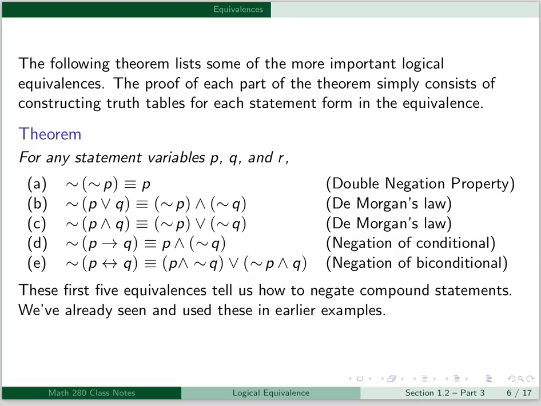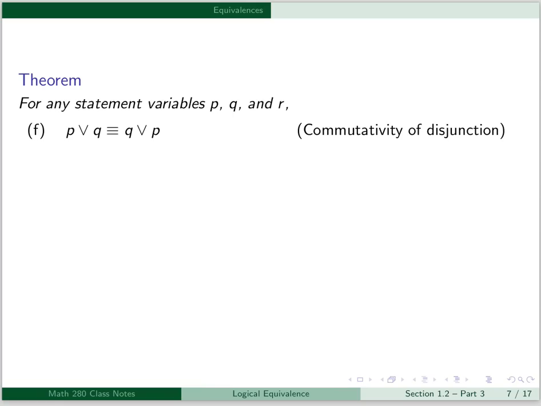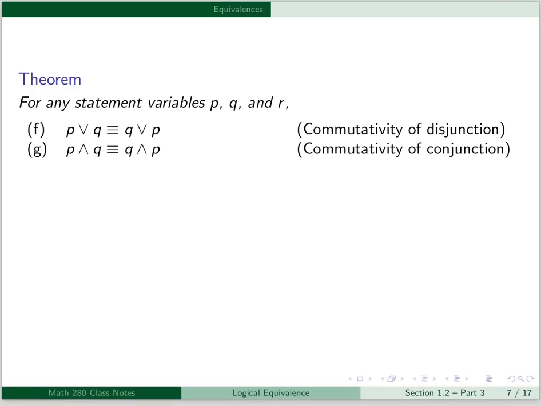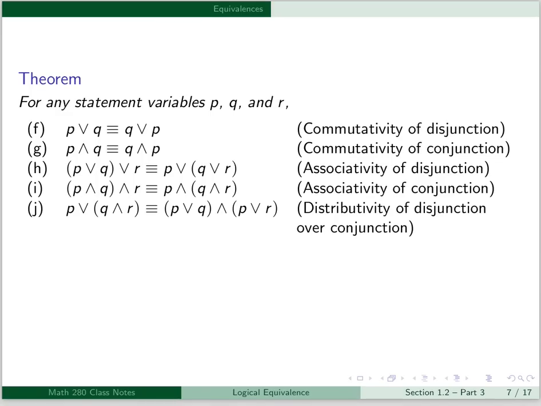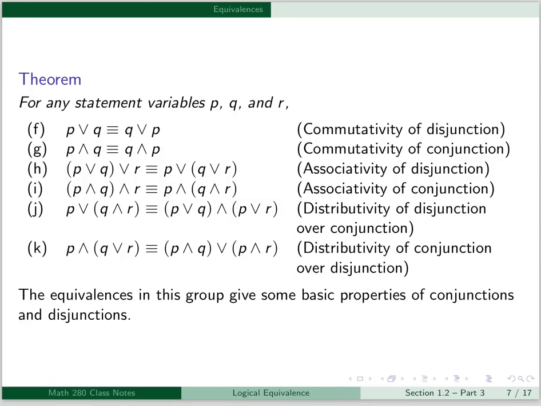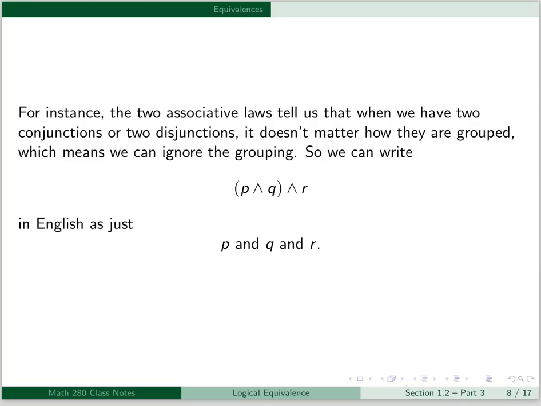These first five equivalences tell us how to negate compound statements. We've already seen and used these in earlier examples. It's important to have these five memorized. Next we have commutativity of disjunction, commutativity of conjunction, the associativity of disjunction, associativity of conjunction, and two distributive laws. We can either distribute a disjunction over a conjunction or a conjunction over a disjunction. So the equivalences in this group give some basic properties of conjunctions and disjunctions. For instance, the two associative laws tell us that when we have two conjunctions or two disjunctions, it doesn't matter how they are grouped, which means we can ignore the grouping. So we can write the quantity P and Q and R in English as just P and Q and R.